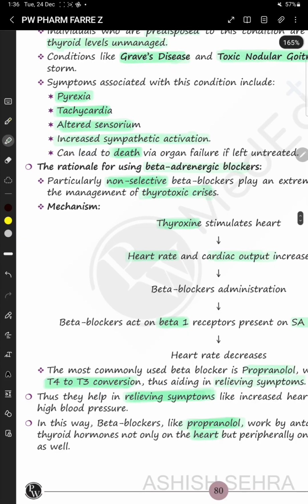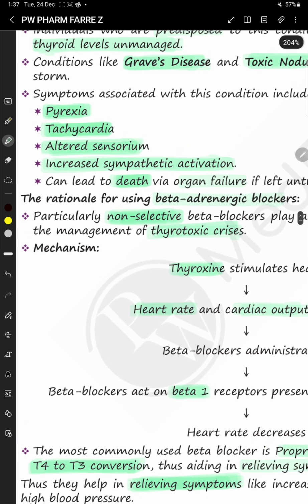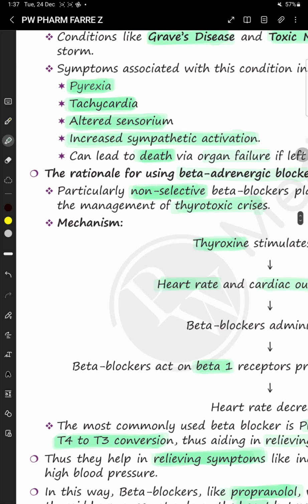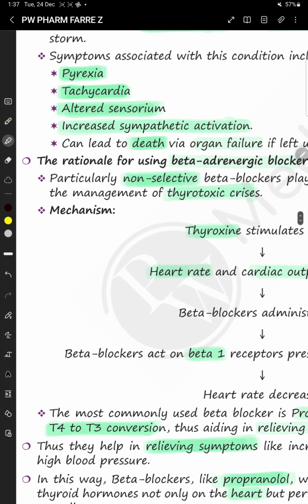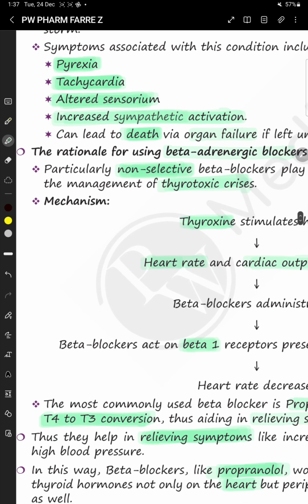The symptoms of thyroid storm are pyrexia, that is high body temperature, tachycardia, that is high heart rate, altered sensorium, and increased sympathetic activation. It can even lead to death because of organ failure if it is left untreated.